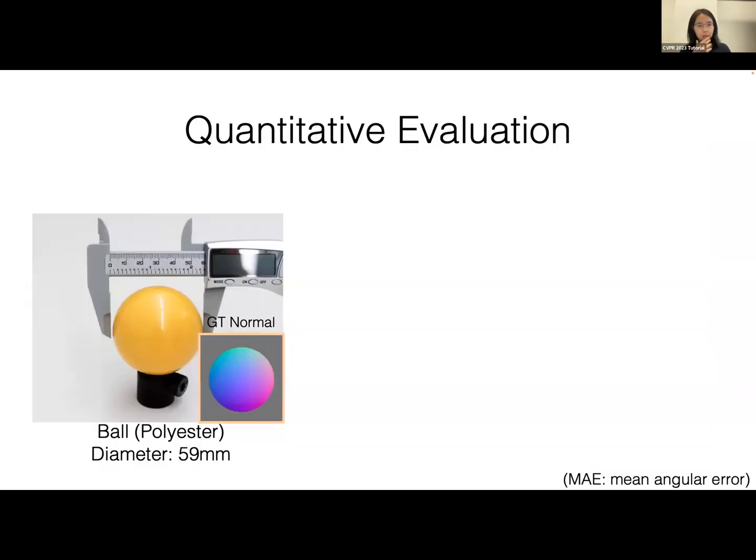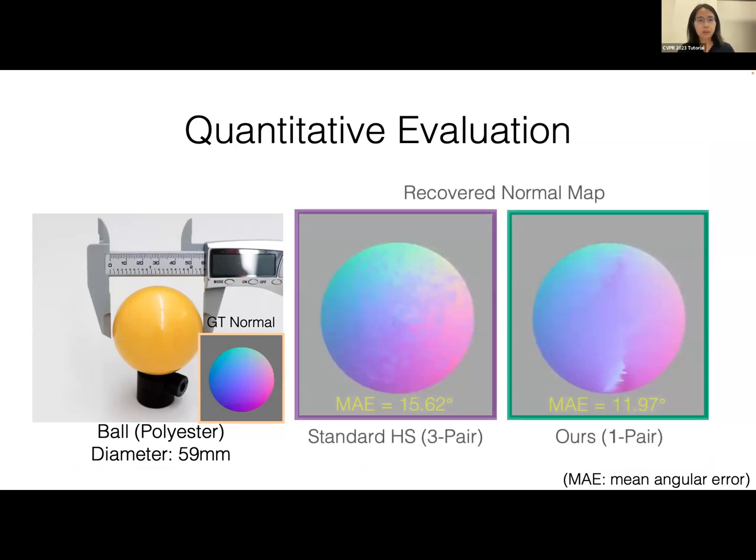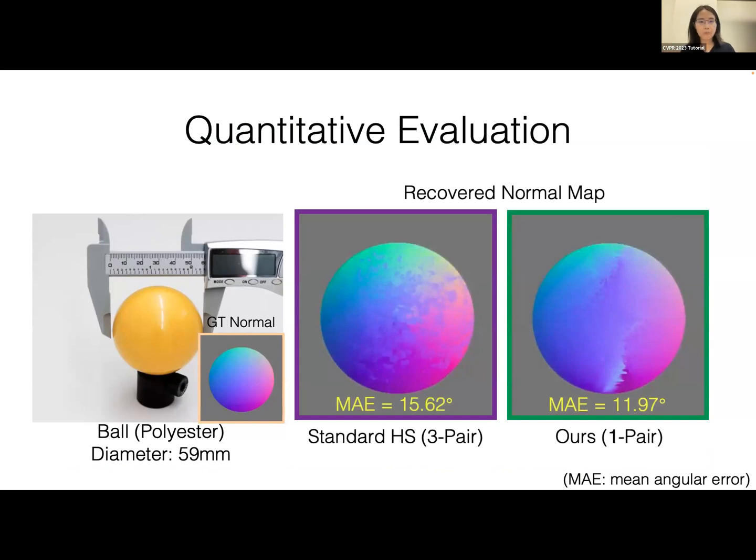So then I want to show you some results. We do some quantitative evaluation with real objects. For a simple real object with known shape, for example, this billiard ball here, we can measure its diameter and we know it's a perfect sphere. So we have the normal map of this object. So here's a comparison of our method versus the standard Helmholtz stereopsis, which doesn't use the polarization at all. If we use 3 pairs of reciprocal images from Helmholtz stereopsis, this is the normal reconstruction that you have. And the mean angular error is around 15 degrees.